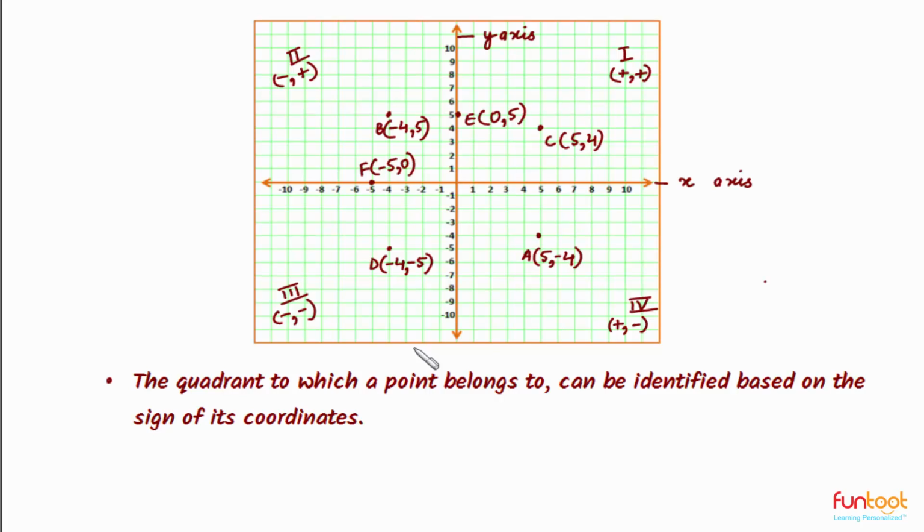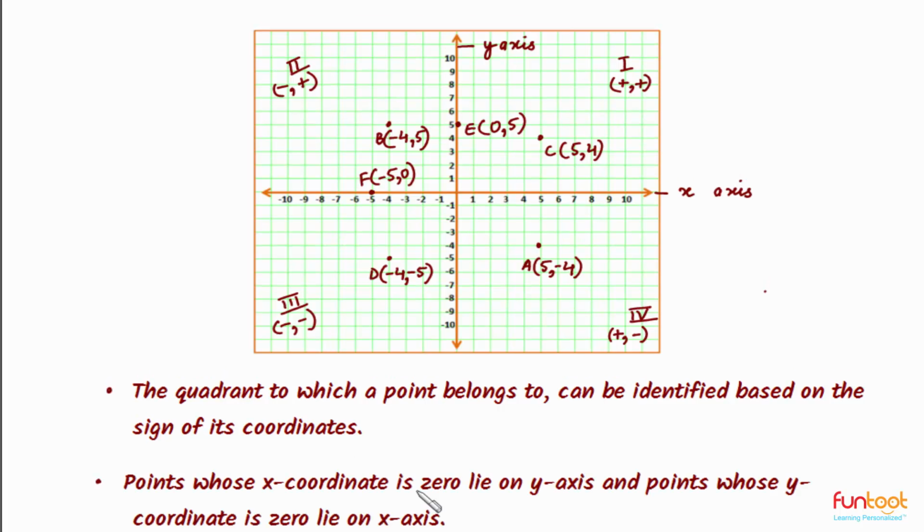Let's summarize what we have done in this video. The quadrant to which a point belongs can be identified based on the sign of its coordinates. Points whose x-coordinate is 0 lie on the y-axis, and points whose y-coordinate is 0 lie on the x-axis.